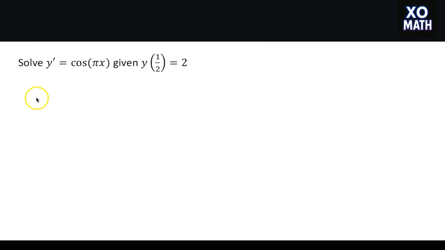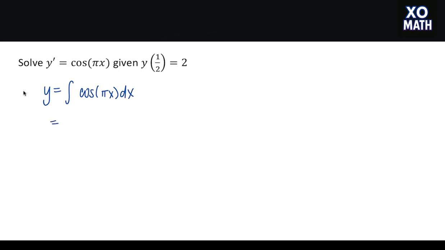Here, the first initial value problem we want to solve is y prime equals cosine of pi x given the initial condition y of 1/2 is equal to 2. So an initial value problem is really just a differential equation with an initial condition. If I have y prime is equal to cosine of pi x, to solve for y, I'm going to need to integrate. So y is the integral of cosine of pi x dx.